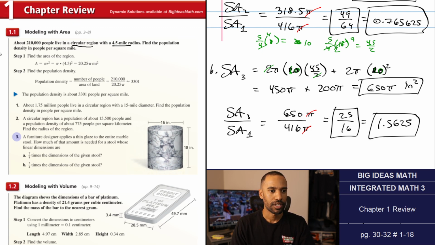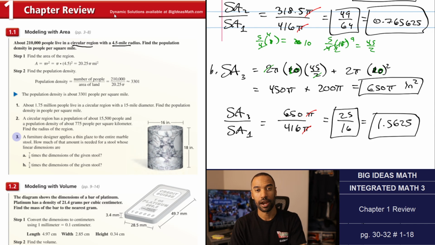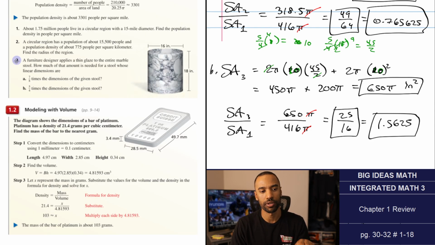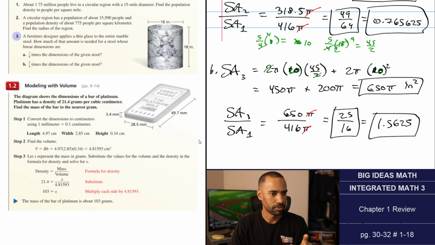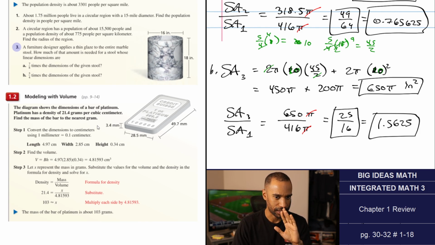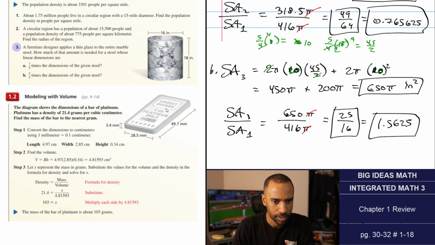Okay, that is section 1.1 on modeling with area, population density. Section 1.2, modeling with volume, we deal in density as a whole. No example right here, no problems on this side. Let's look at the example. The diagram shows the dimensions of a bar of platinum.